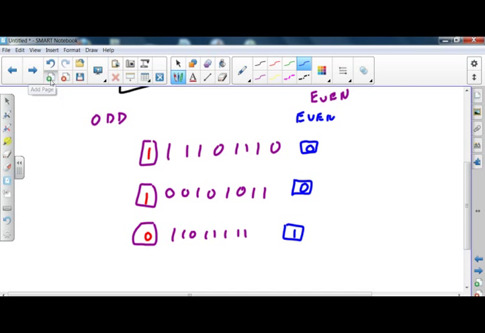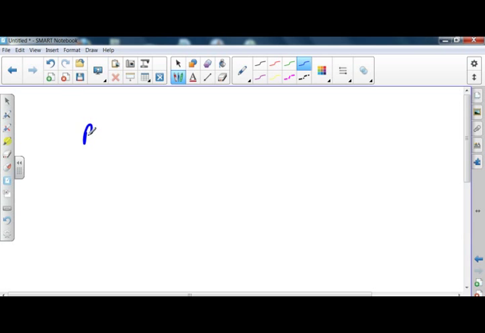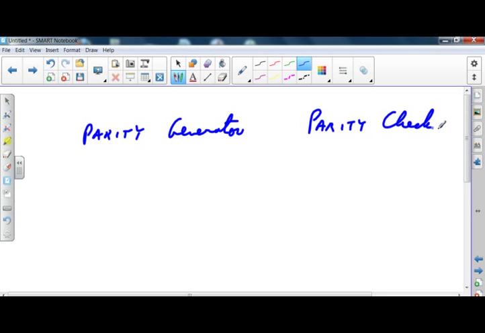Clearly, I need to have a parity generator, right? Parity generator. And I need a parity checker. And because I need both, I need to generate the parity bit when I leave random access memory, and then I have to check it when I get it in the CPU. So that's the whole thing. So how am I going to do that?